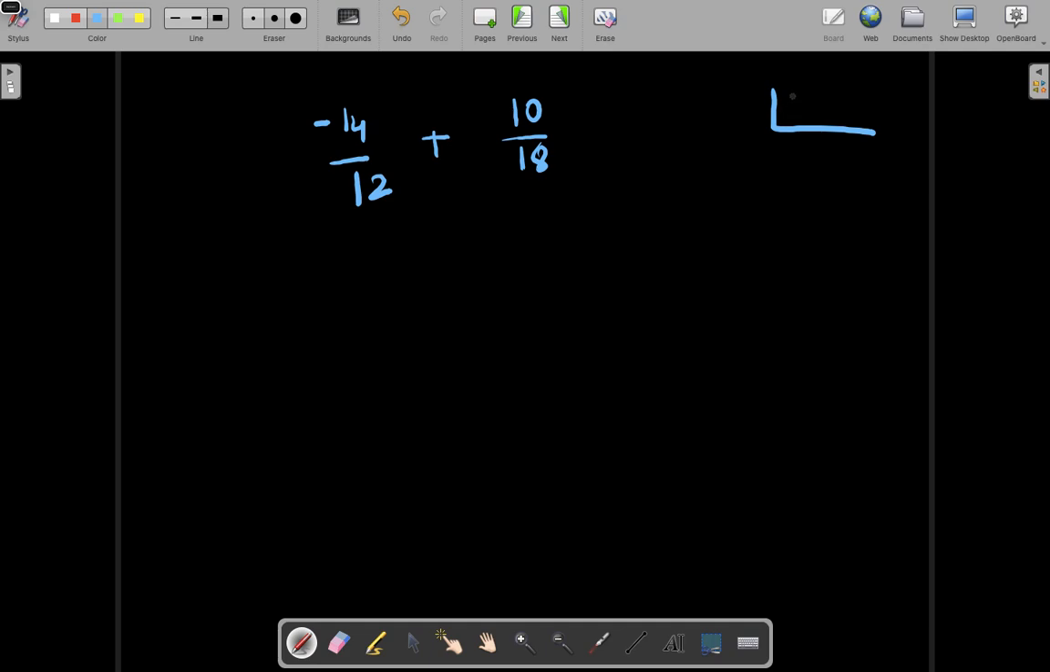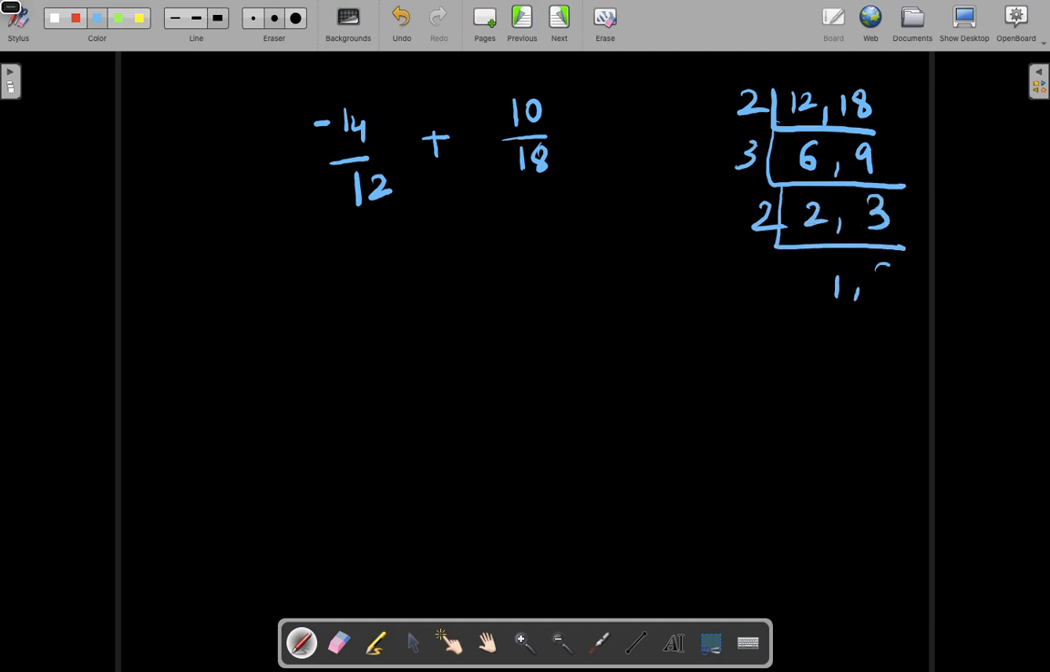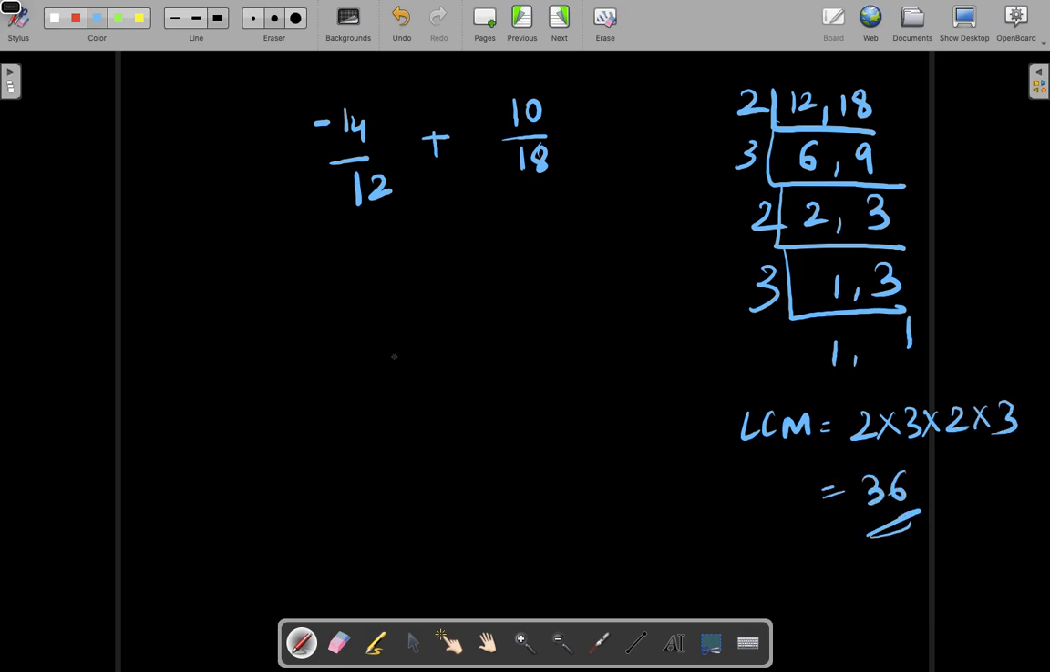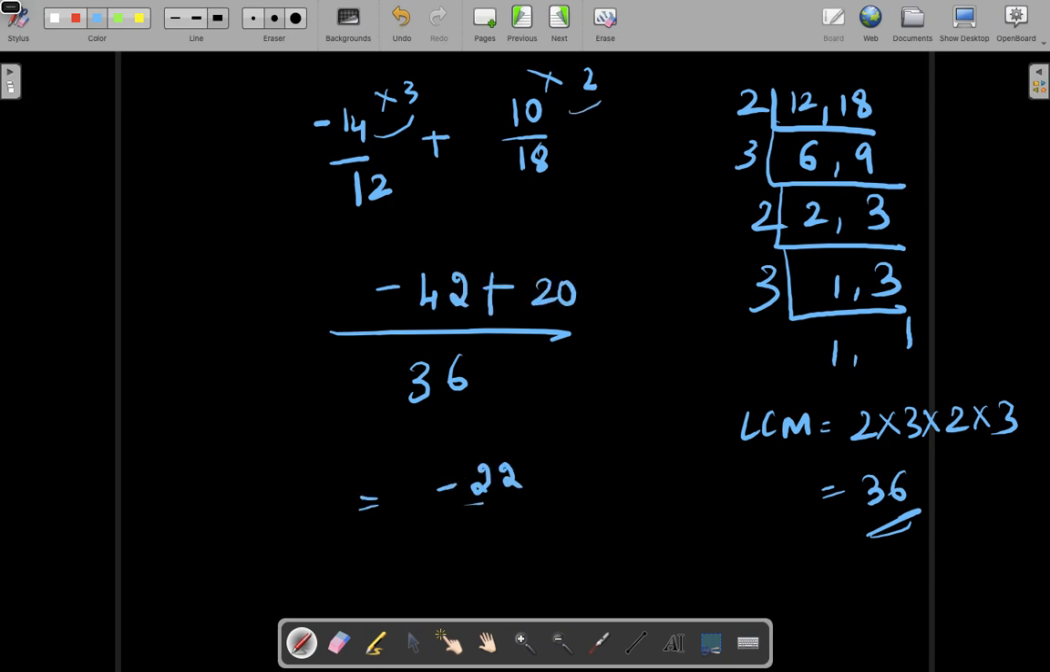And when you take the LCM for 12 and 18, 2 times 6 is 12, 9 is 18, 3 times 2, 3 times 3, 2 times 1 and 3 times 1. So the LCM will be equal to 2 times 3 times 2 times 3, which will be equal to 36. So it will be 12 times 3 and 18 times 2, which will be minus 14 times 3 is minus 42 plus 10 times 2 is 20, which will be minus 22 over 36, which is minus 11 over 18.